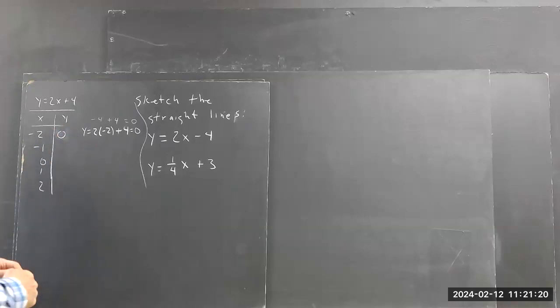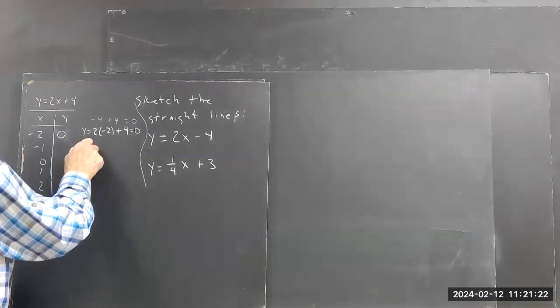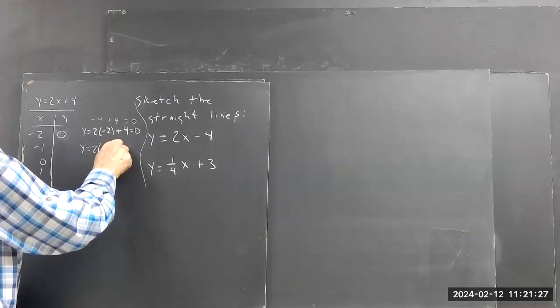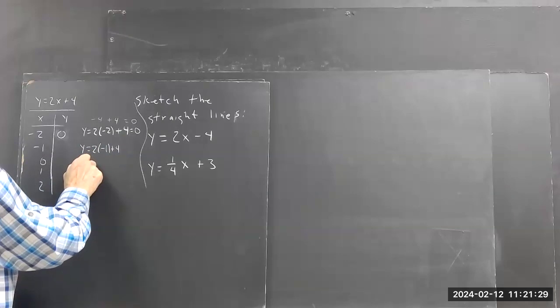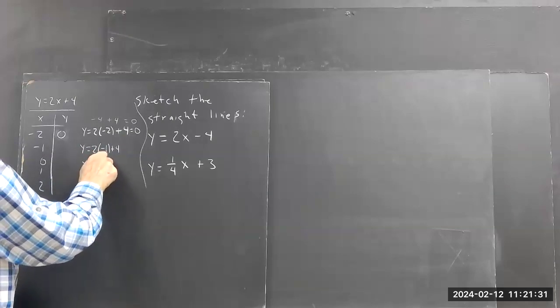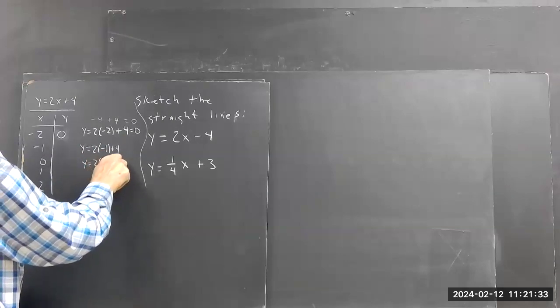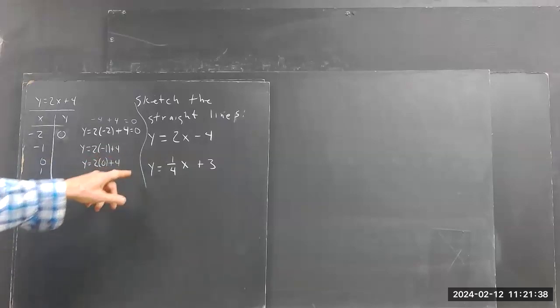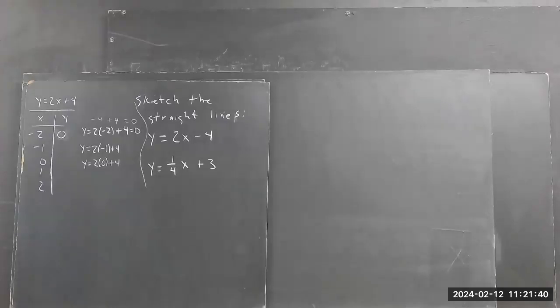Get 0. And then y equals 2 times -1 plus 4. I'm just going to go ahead and write them down. We have 2 times 0 plus 4. And then what do we have here and here? And what do you get when you do that arithmetic?